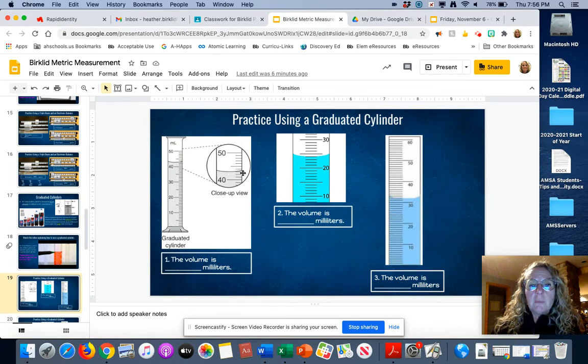Now you sometimes should check and go, if I keep counting by 1s, do I get to 50? So 43, 44, 45, 46, 47, 48, 49. Yep, that works. 1s is correct. So I want you to look at the other two and come up with an answer that you think is the right answer for each of those graduated cylinders.